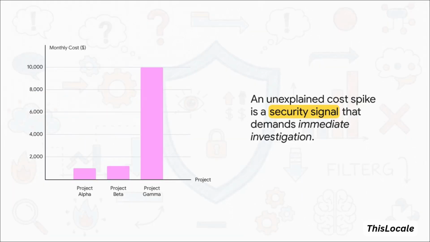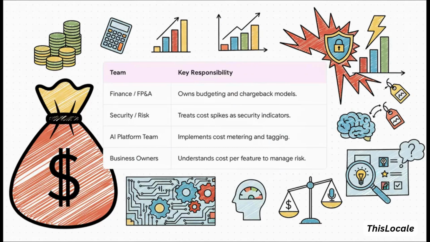So imagine you're looking at a dashboard like this one. Project Alpha and Project Beta. They're humming along right on budget. But then, bam! Project Gamma's costs are suddenly 10 times higher than everything else. That spike is not just a budget issue, it's a security signal. It demands an immediate investigation to find out what's going on. Is it a compromised key? Is the system being abused? What is it?